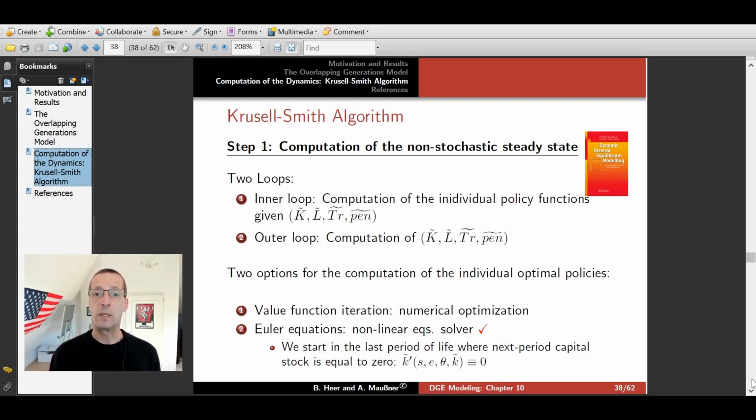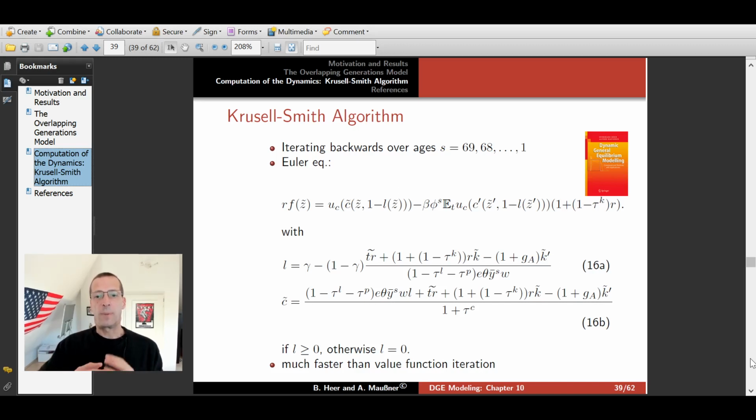nonlinear equations, and we use a nonlinear equation solver to solve this for all grid points of the individual state space, for all 228,000 grid points. As with value function iteration, we start in the last period of life, so at age s equal to 70, corresponding to the empirical age of 90, the last period in our life here. And we know that next period we are dead, so we do not save, so that K prime is equal to 0 for all grid points: s, which is equal to 70, permanent productivity e, idiosyncratic productivity theta, and individual wealth K. Now we iterate backwards over age, starting with the 69-year-old, 68-year-old, and so on, and go back to age 1.